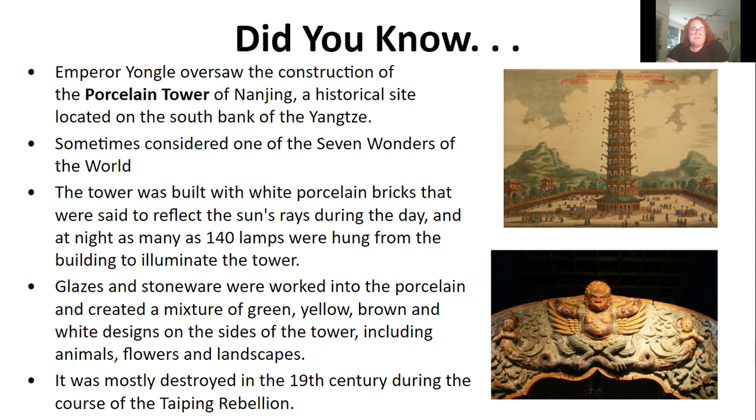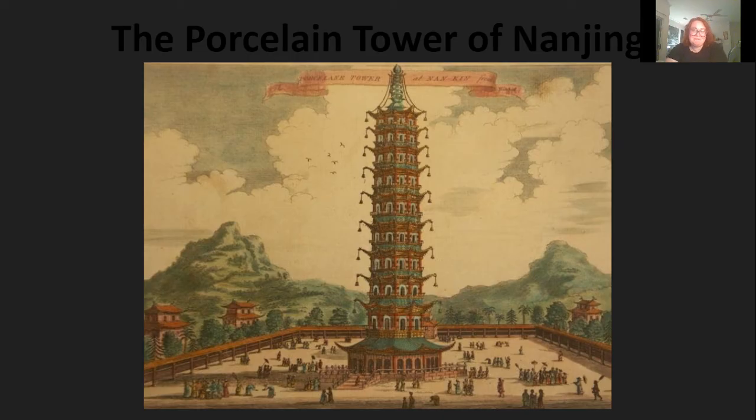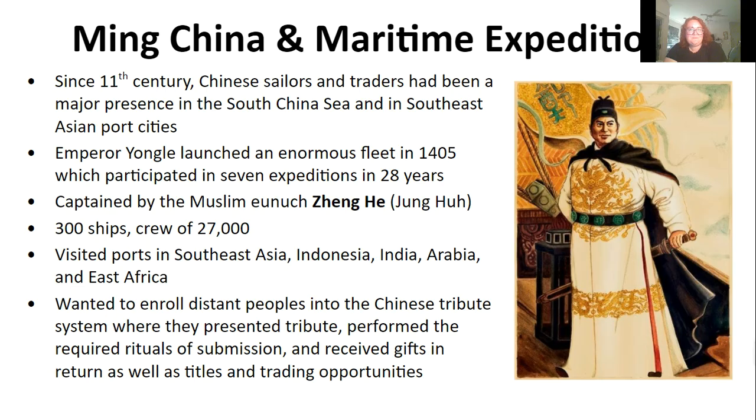There are glazes and stoneware that were worked into the porcelain, and they created a mixture of green, yellow, brown, and white designs on the sides of the tower that featured flowers, animals, and landscapes. It was mostly destroyed in the 19th century during what's called the Taiping Rebellion, which we'll talk about later. So this is a closer image of what is called the Porcelain Tower.